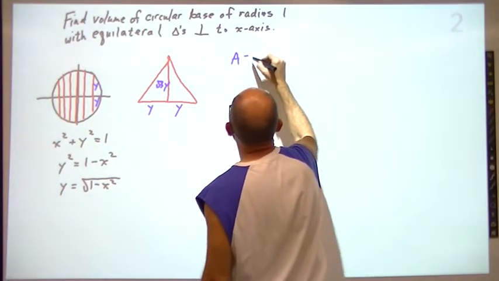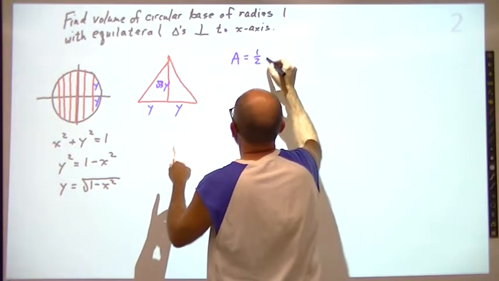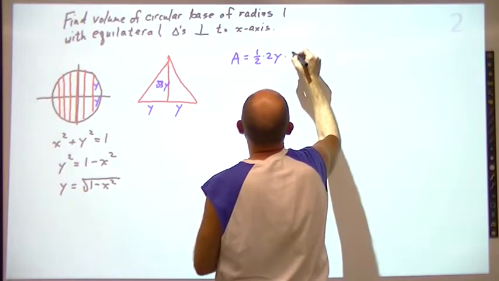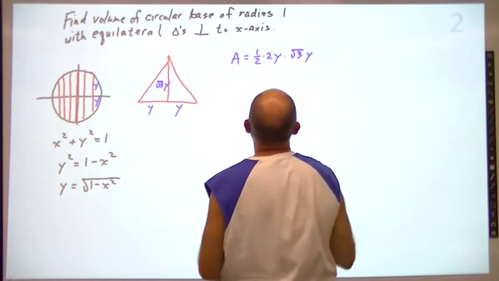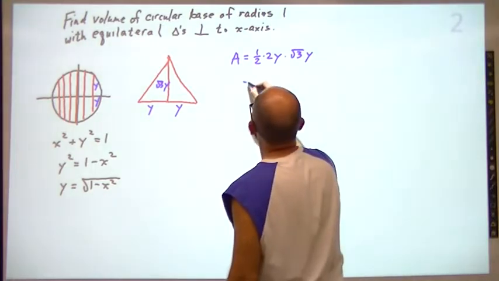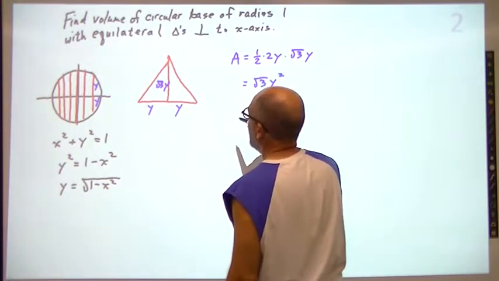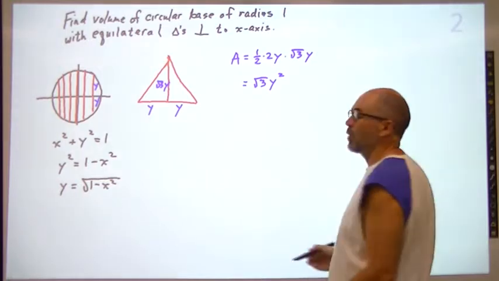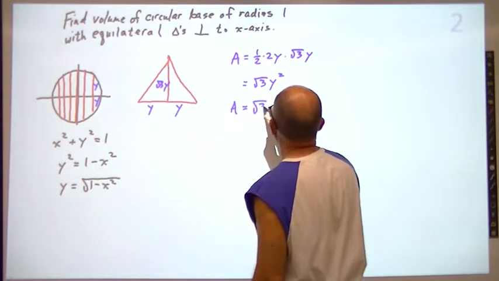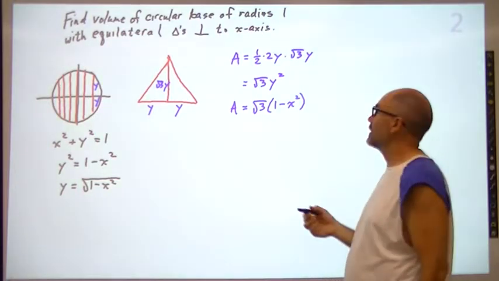Now my area, we'll just stick with blue. So area equals 1/2 base times height. So this equals 1/2 times 2 is just 1, so we've got square root of 3y squared. Now what's y? The square root of 1 minus x squared. So that means the area equals the square root of 3 times 1 minus x squared. Really similar to what we just did.